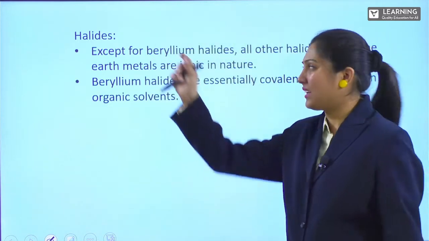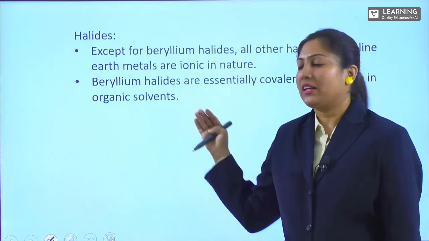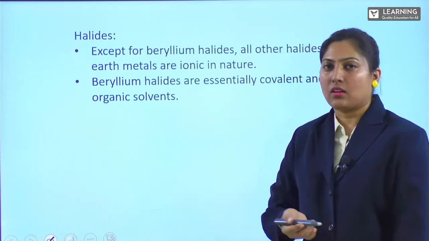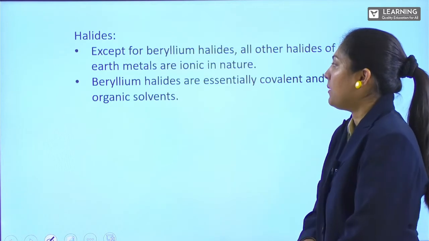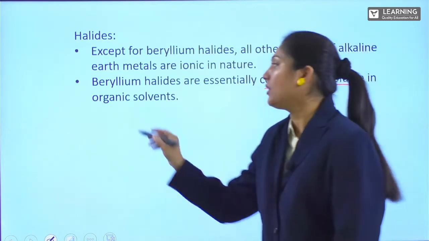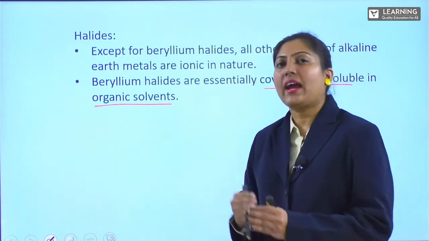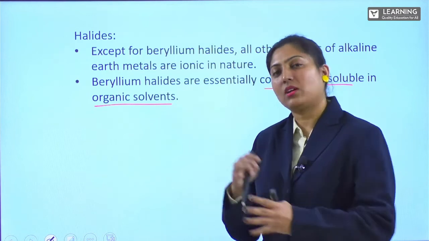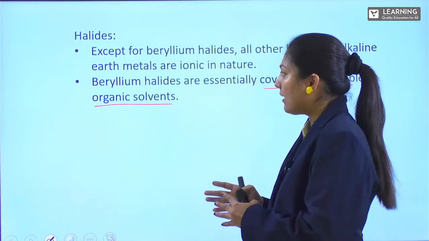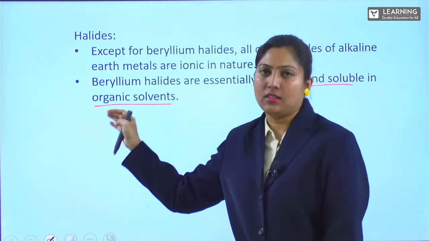As we know, beryllium has a smaller size, it cannot easily give out electrons and it will not form an ionic compound. Beryllium halides are essentially covalent and soluble in organic solvents. I have told you this. When we have polar molecules, they dissolve in polar solvents. If you have covalent bonded substances, they dissolve in covalent solvents.